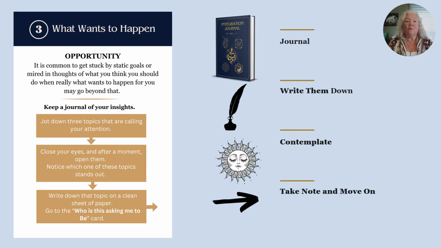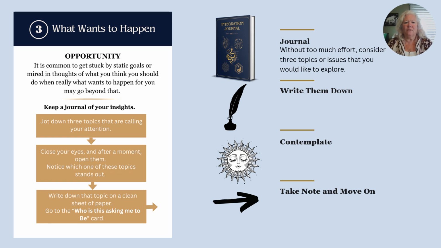Question 1, what wants to happen? So this is where the opportunity lies. It's common to get stuck in static goals or mired in thoughts of what you think you should do, when really what wants to happen for you may go way beyond that. So get out your journal and write down 3 topics without too much effort that are issues that you would like to explore. And write them down, 1, 2, 3.